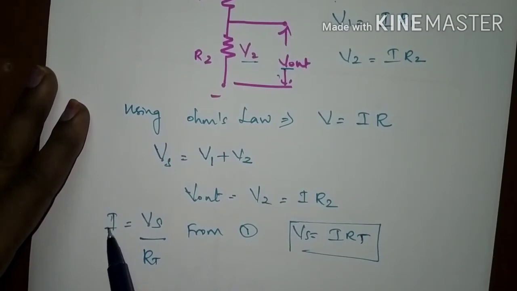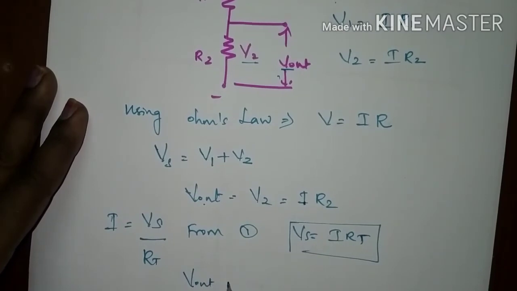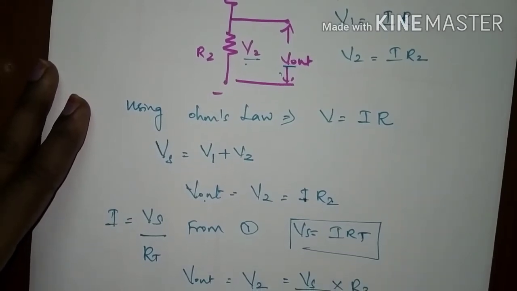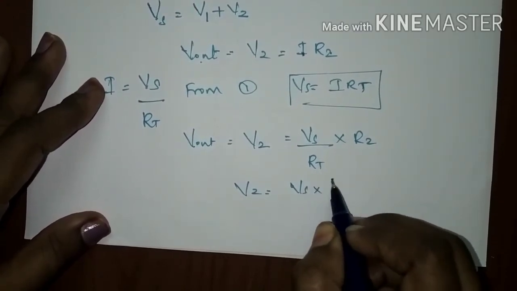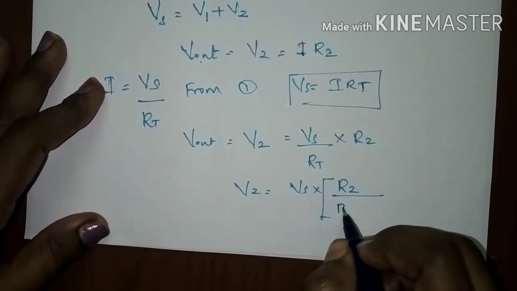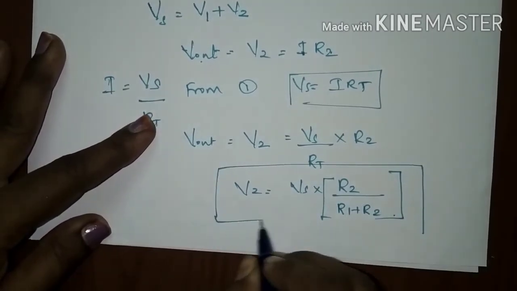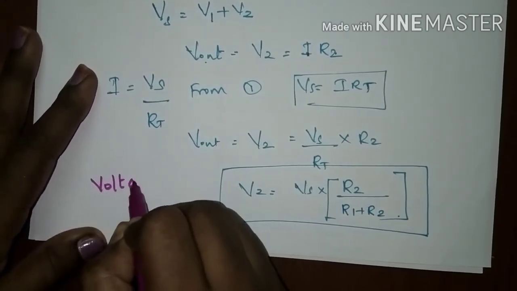We can substitute this value of the current in this equation, right? We have to find the output voltage Vout, which is nothing but the voltage across the resistance R2. V2 is equal to I into R2. The current we found is the total supply voltage divided by total resistance RT. So V2 is equal to Vs into R2, and the total resistance in the series circuit is the sum of the resistances, R1 plus R2. This is the voltage divider equation for a series circuit.